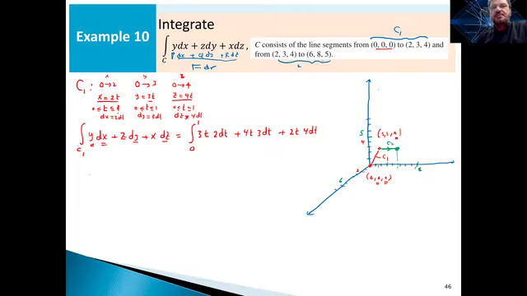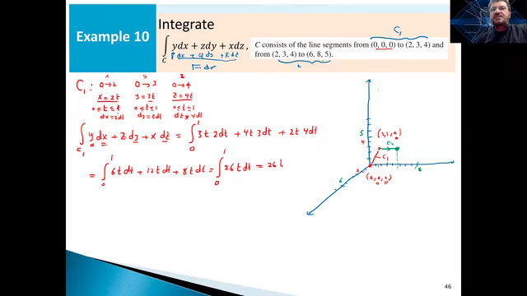Now the first one will be the integration from 0 to 1 of 6t dt plus 12t dt plus 8t dt. You see, they are all the same. 6 and 12, so 12 and 8 is 20. So this is 26t dt, isn't it? They're all the same. Now, what's the integration of that?